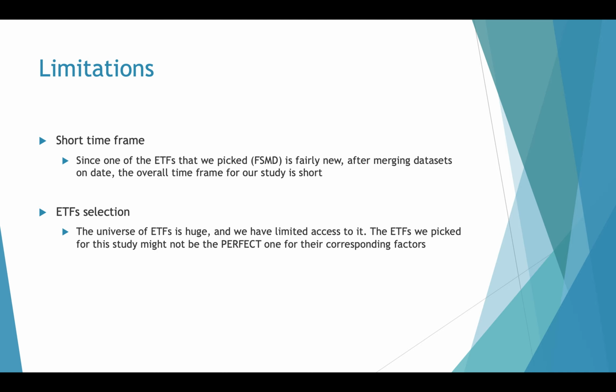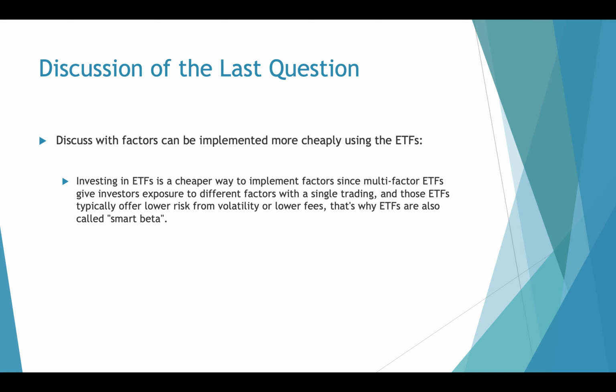However, there are limitations to our study, such as the time period that we choose and the ETFs that we've picked. And last but not the least, our discussion of the last question is that investing in ETFs is a cheaper way to implement factors, since multiple factor ETFs give investors exposure to different factors with a single trading. And those ETFs typically offer lower risk from volatility or lower fees. And that's why ETFs are also called smart beta.